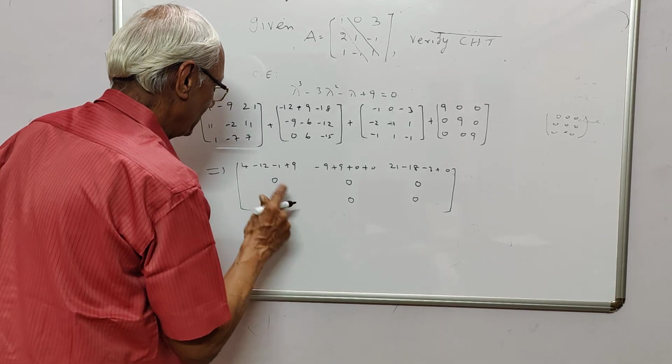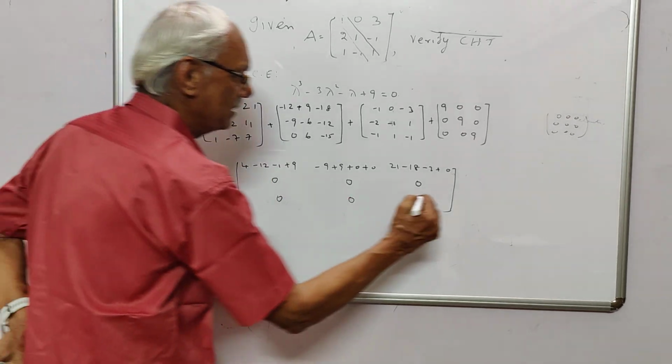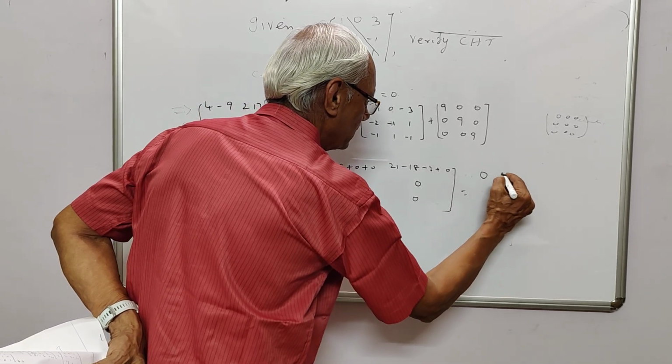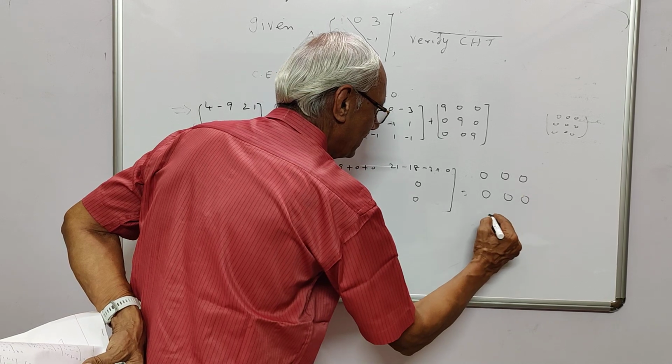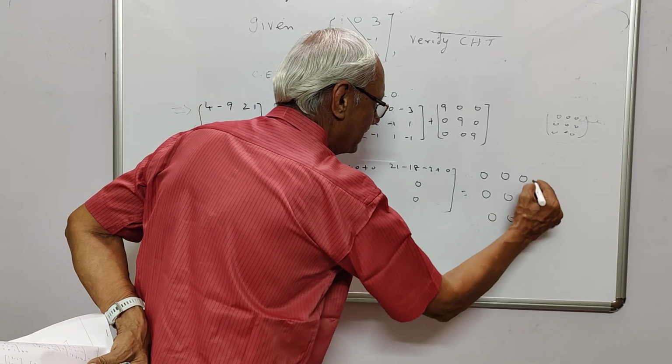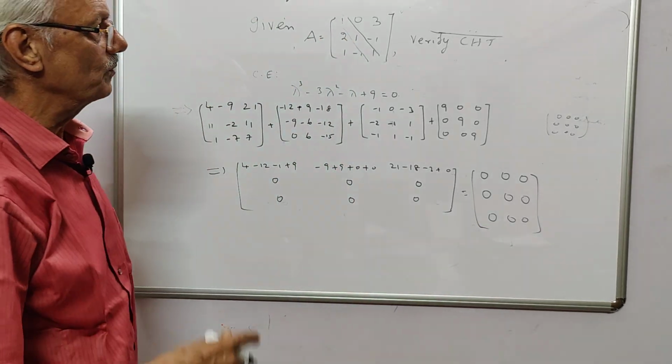So what is it that you get? Now this is 0. 4 minus 13 plus 13 is 0. So this is 0, this is 0, this is 0. So what is it that you get? It is a 0 matrix, a 3 cross 3 0 matrix, and this verifies your Cayley Hamilton's theorem.